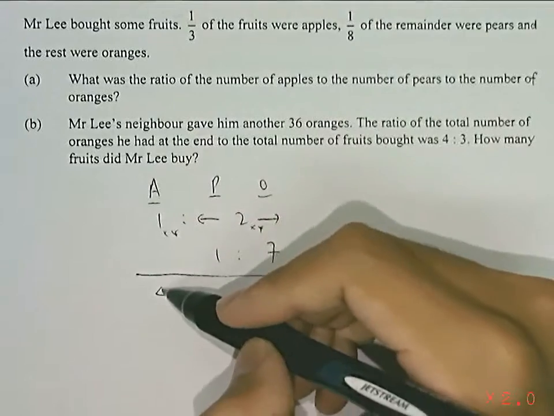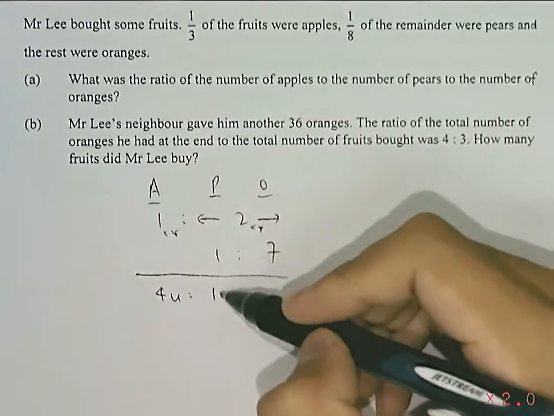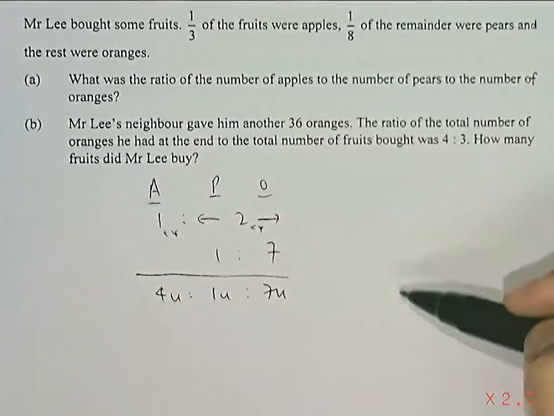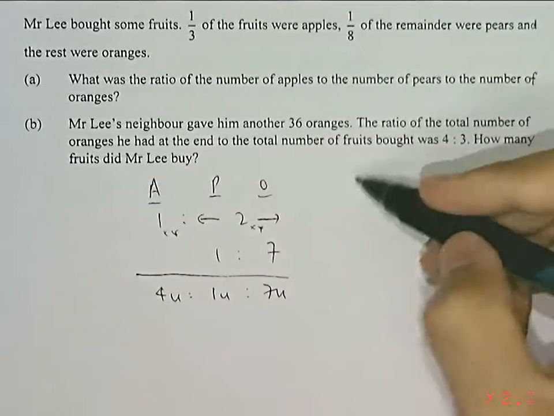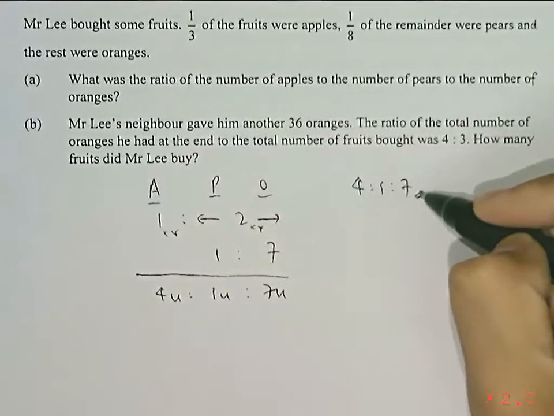So that makes the apple to be 4 units. The pears would remain as 1 unit, and oranges would remain as 7 units. So that's a ratio of 4 to 1 to 7 for part A.